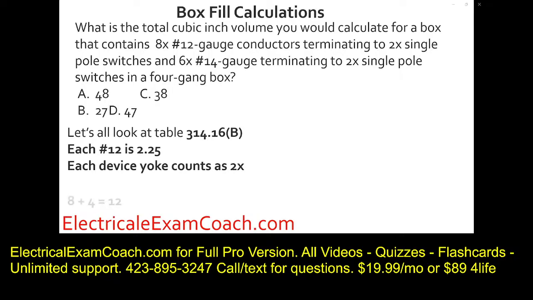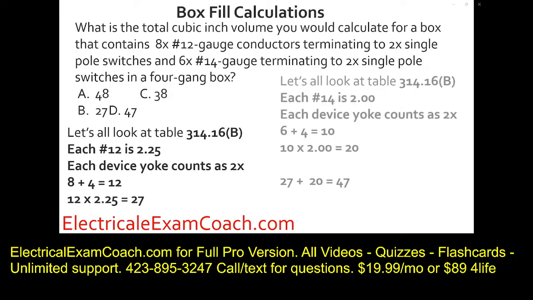Let's go ahead and deal with our 12s. We know that we have 8 conductors and 2 devices for those 12s, so each one of those devices counts as 2 more, giving us a total of 12 12-gauge conductors. We bear the math out, and we end up with 27 cubic inches. Now we just do the same for the leftover devices.